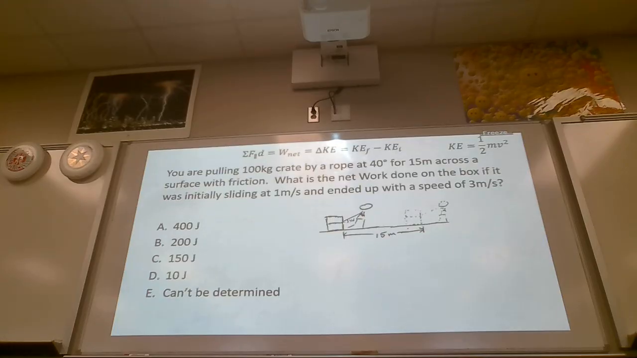So you write the work formula, which is force times distance. Yeah, and then you get force times 15 divided by 1/2 times 100, and then your final speed was 3 squared, and then here your initial speed was 1 squared.